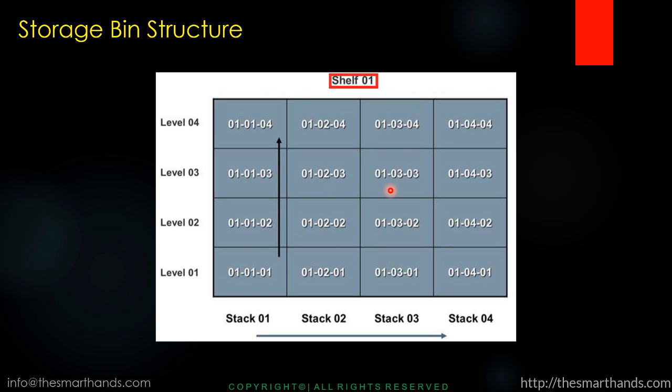So probably if you go to say something like this 0 1 0 3 and 0 3, what that means is shelf 1, third stack, and third level. If you go to something like this 0 1 0 2 0 4, that means shelf 1, stack 2, and level 4. So that's a bin number. So looking at the bin number, probably you can imagine what it means. Okay, so that's how we're going to set up our bin numbers or bin structure. So you need to keep this picture in mind when we're going to create the bin structure.